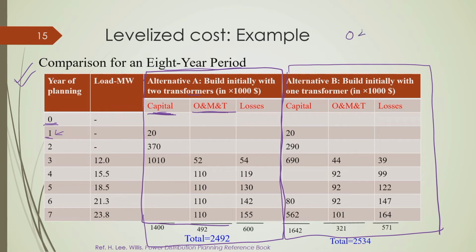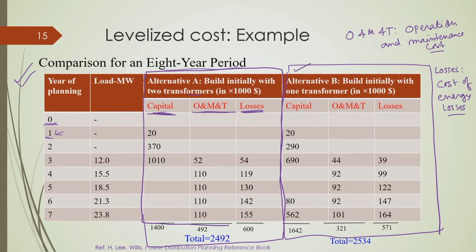So, this O, M and T is operation and maintenance cost. And the third column represents the cost of energy losses. So, losses stands for the cost of energy losses. Similarly, here also in alternative B we have the capital investment cost, operation and maintenance cost and cost of energy losses.